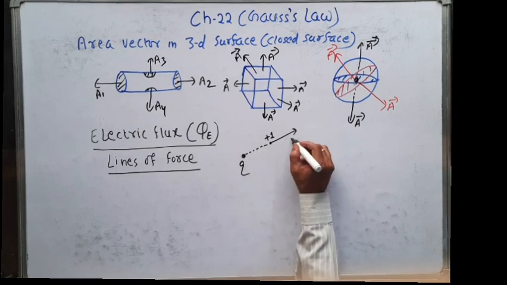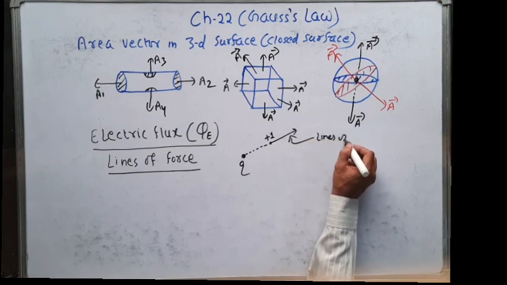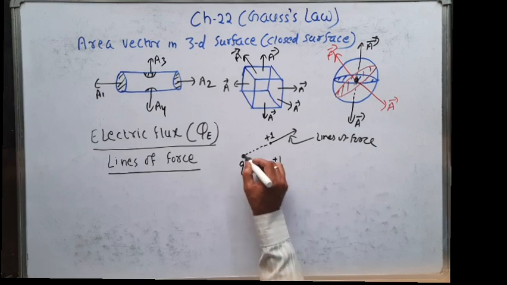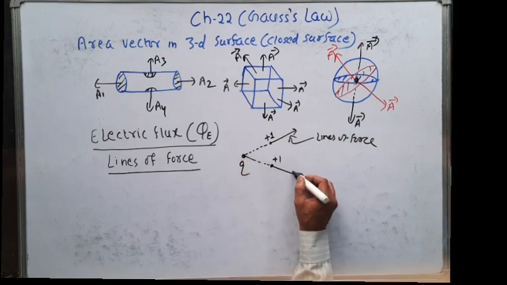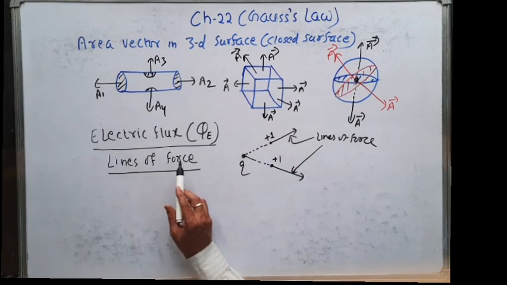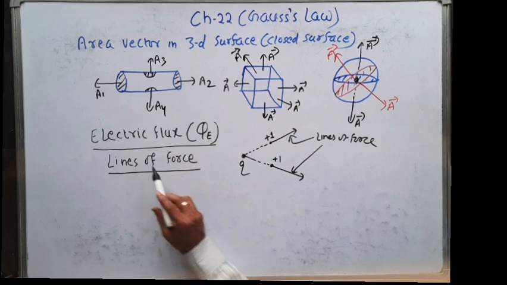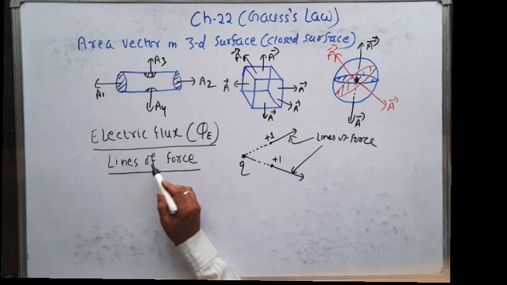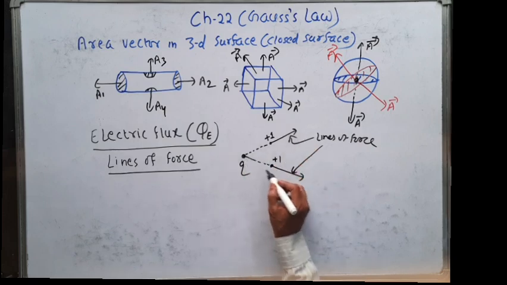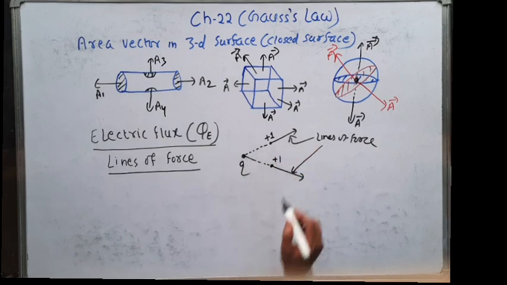And this line is called a line of force. If I keep a positive charge here, this positive charge will never remain here. It will move freely along this line. So this is also called a line of force. From the definition, a line of force is that line on which force acts. Since it is a charge, it is called an electric line of force.